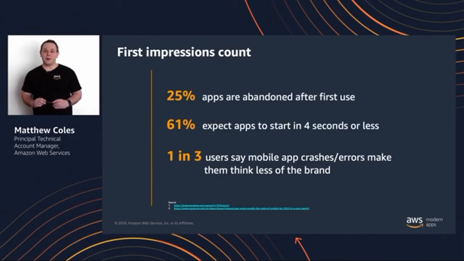So going into some other statistics, it's really critical that you get the experience right for the end user. Some of the statistics that I want to bring you through today is that 25% of apps are actually abandoned after the first use. And there's many different reasons for this. It could be that the app was slower than expected, it didn't work, things weren't obvious to the end user. Many different things in that category.